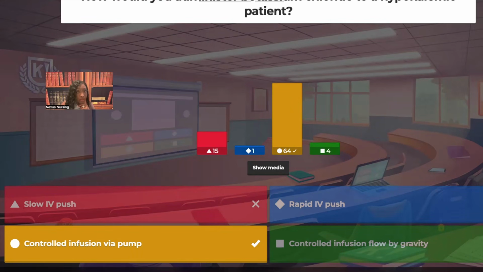So you're going to give potassium on a pump, a controlled device. Remember, potassium has a very narrow therapeutic range, guys, 3.5 to 5. That is it. Anything outside of that, the patient's going to have cardiac dysrhythmias. Okay?